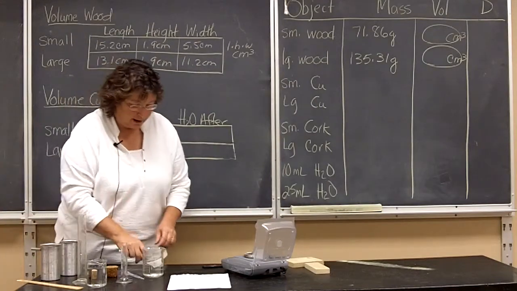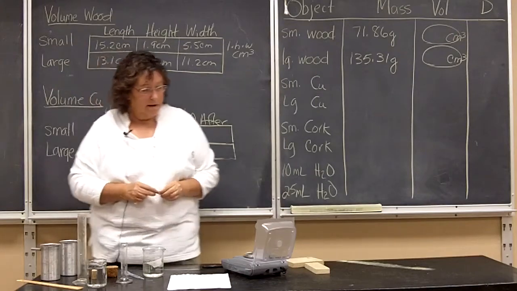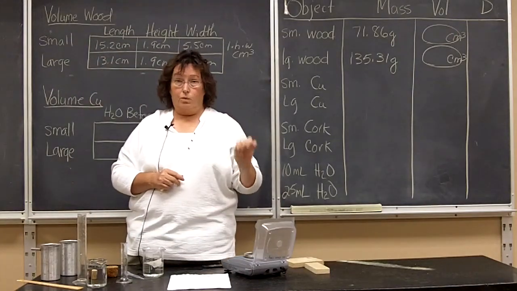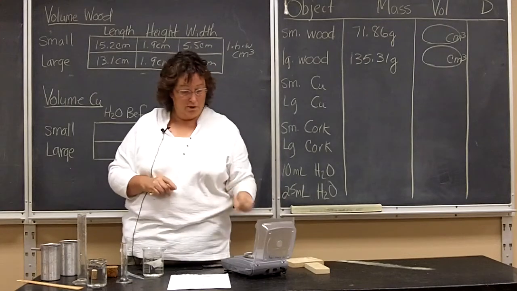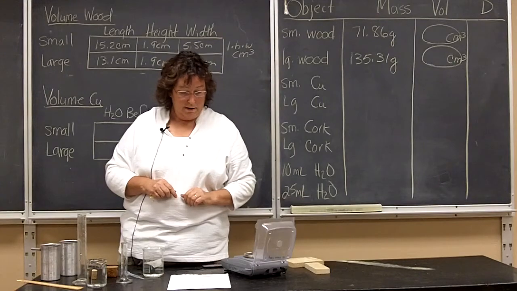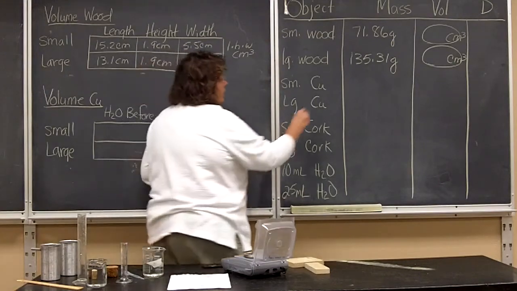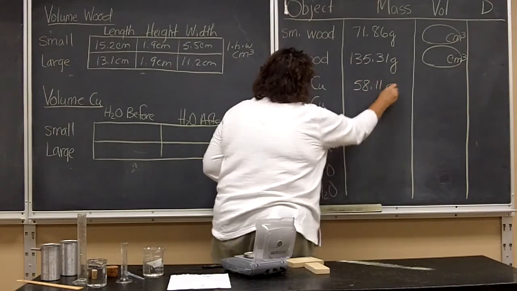Next, we've got the copper. I'm just going to say this is the small copper. I want to be sure to weigh this first before doing the volume. See if you can figure out why. I'm going to put that on, and it has a mass of 58.11 grams.